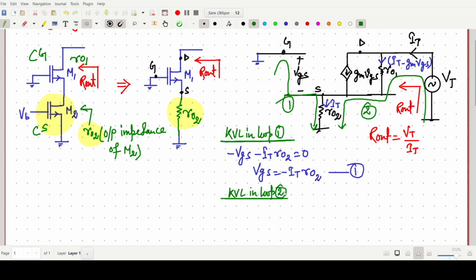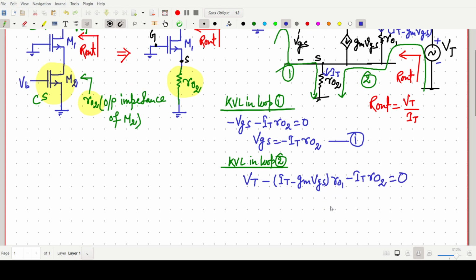If we apply KVL in loop 2, what we can write is VT plus, then minus IT minus gm VGS into r_o1. Okay, we have to use the KVL concept and our assumption in the manner in which we are writing the equation. So IT minus gm VGS r_o1, minus IT into r_o2, equals 0. So this is one equation.